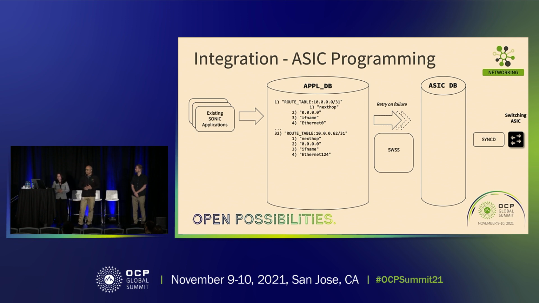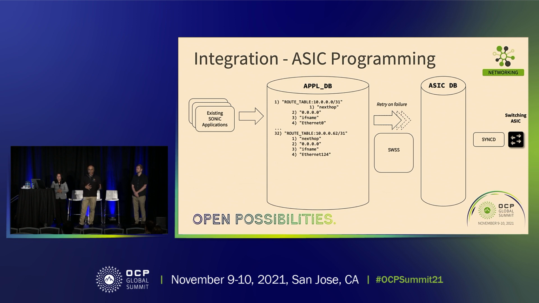So today, Sonic applications compute their intent and write it to the application DB. The moment they write it to the application DB, their job is done. Once it's written, it's up to Swiss and its multiple Orchagents to realize that intent. Swiss takes it up, writes those intent to the ASIC DB, and retries if necessary.